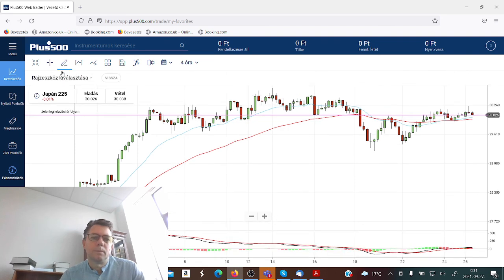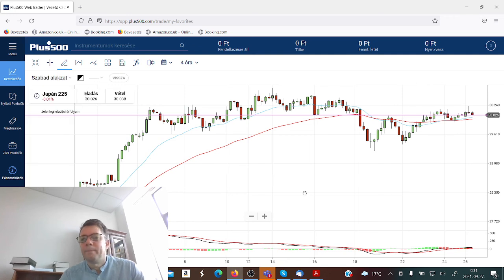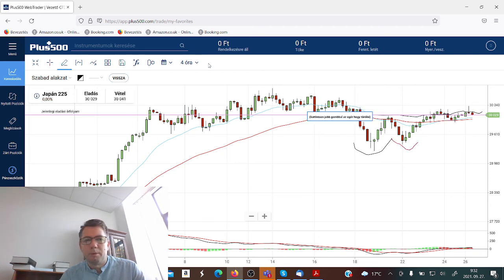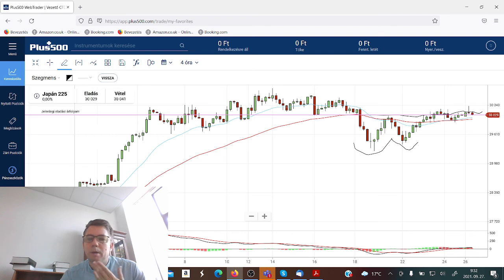Let me show it to you. So this is the W pattern. Here we go, and here's the neckline. We are playing around the neckline. We need to break above that neckline and then hit the target. And of course the stop loss is under this area. Then let me measure the target for the Nikkei.